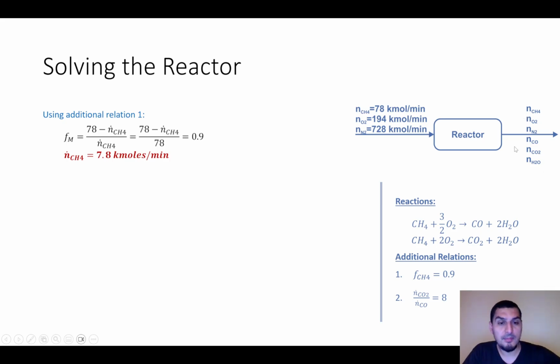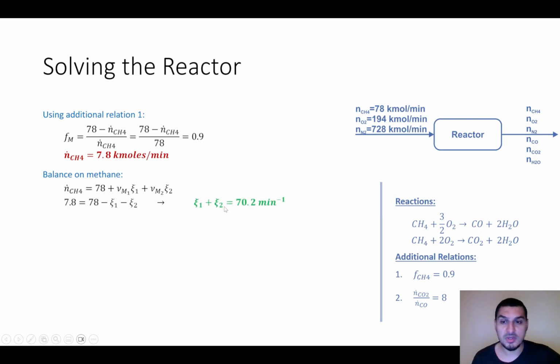And now we can write the balance equations. We can write the balance on methane. So the methane in the product will be equal to the methane in the feed. It's present in the two reactions, so it's the feed plus the coefficient in the first reaction multiplied by the extent of first reaction, and the same for the second, which is this. It's -1 in both cases because it's a reactant with a coefficient of 1, so it's -1 and -1, so it's minus xi1 minus xi2, I'm sorry, so xi1 plus xi2 equals 70.2.